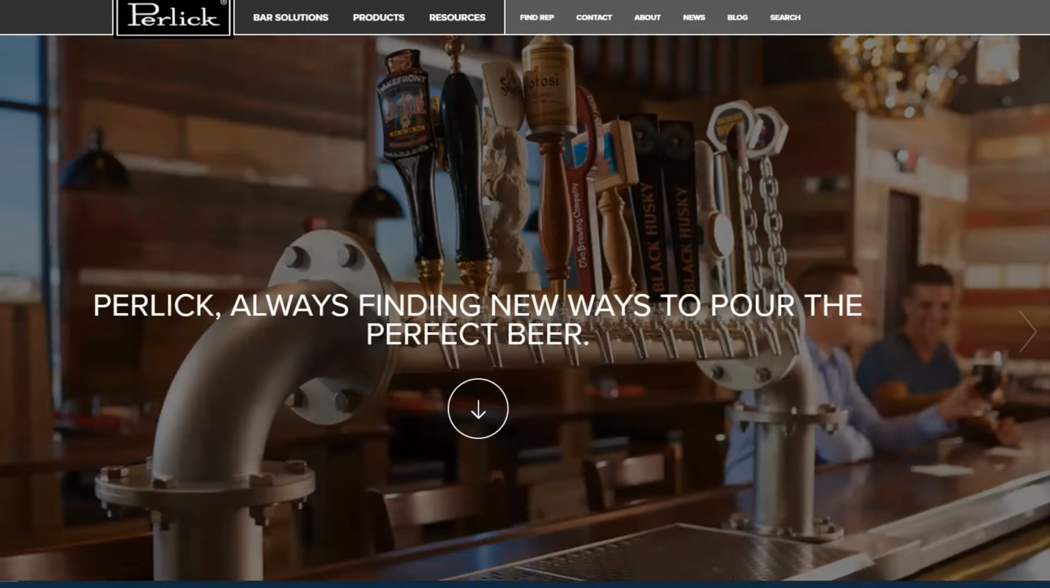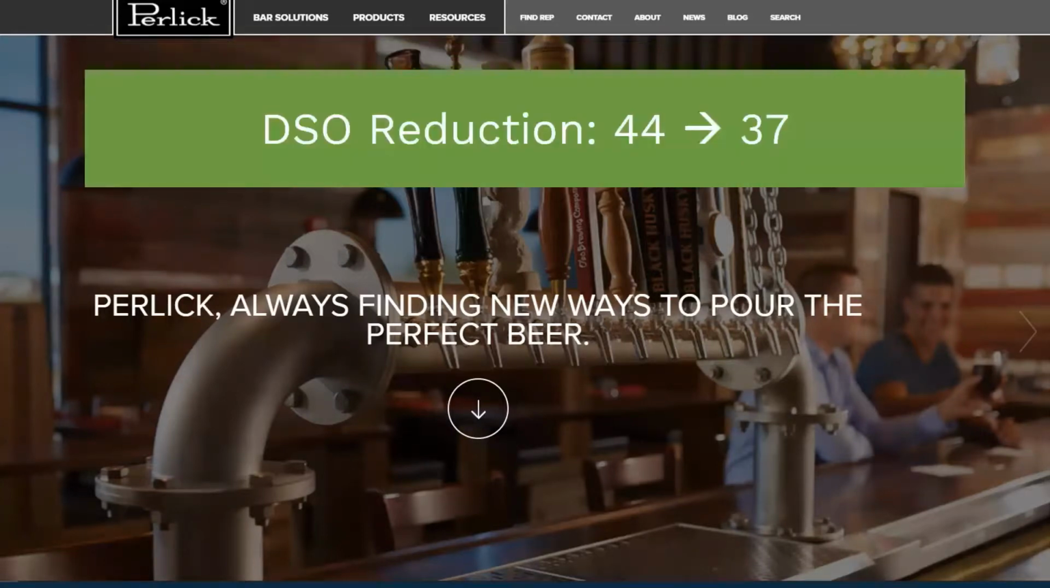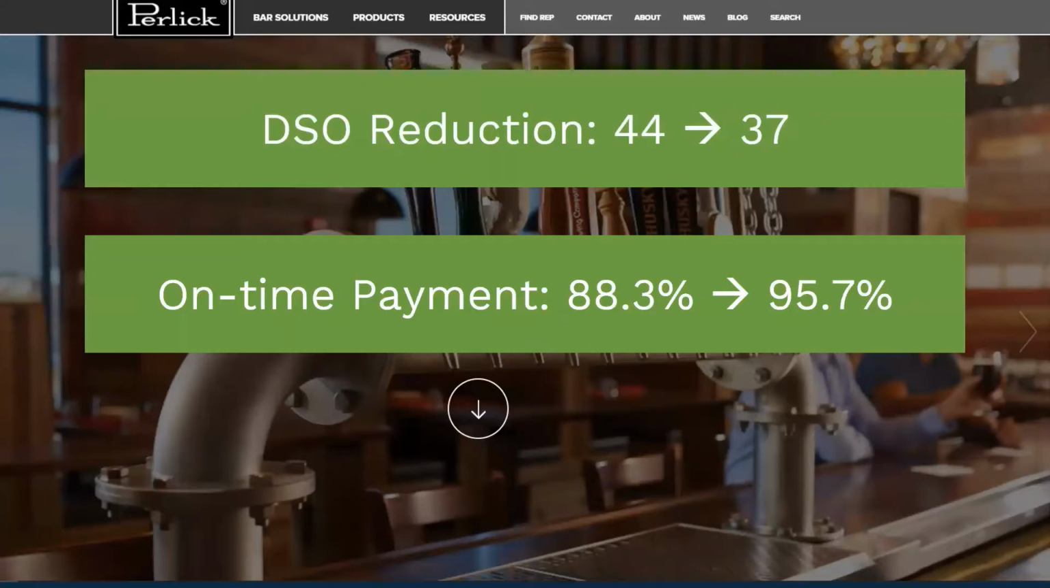When they implemented Anytime Collect and started to do sequencing, they established an SLA that every request from a customer would be responded to in less than 24 hours, and they were able to meet that right away. As a result of the sequencing, a couple of things happened. One, they decreased their DSO from 44 days down to 37 days in just a couple of months. They also took their on-time payment from 88.3% up to 95.7%. So again, that was a nice impact.